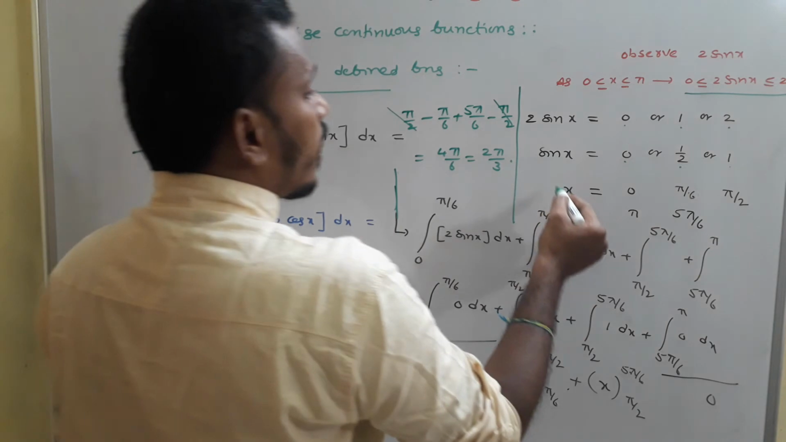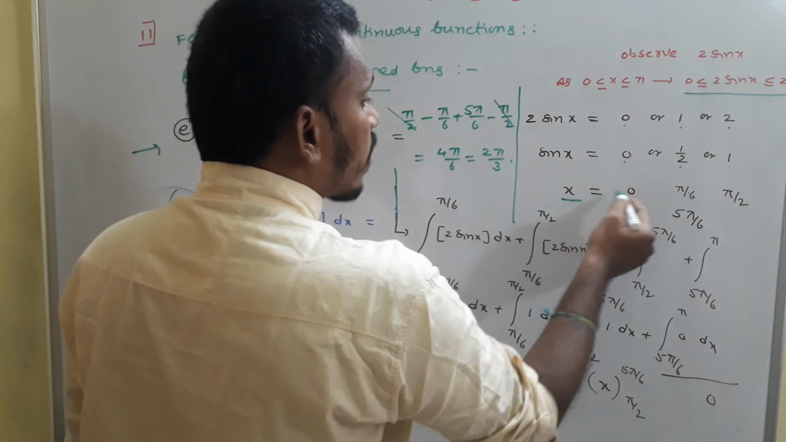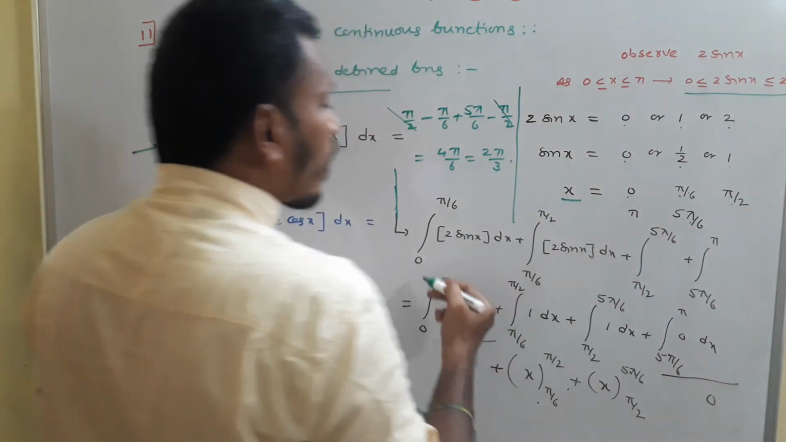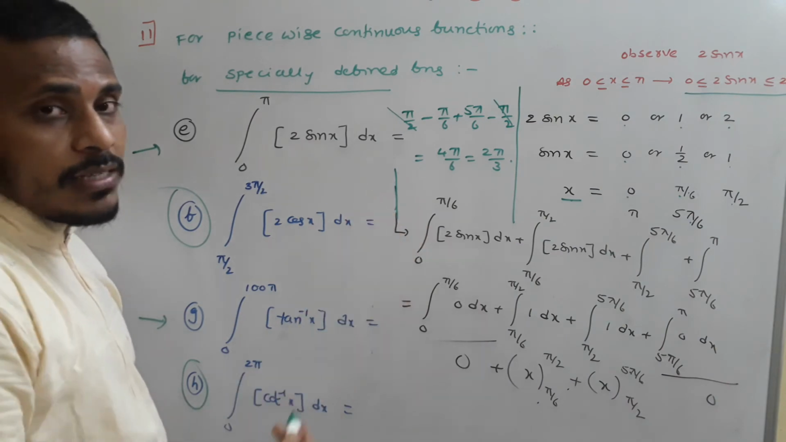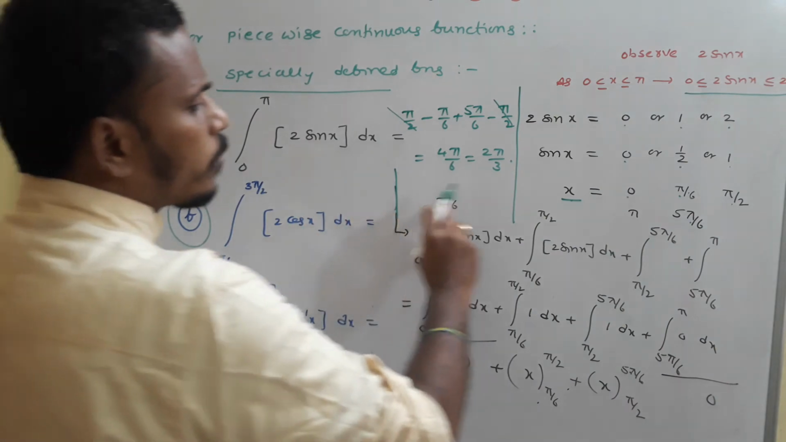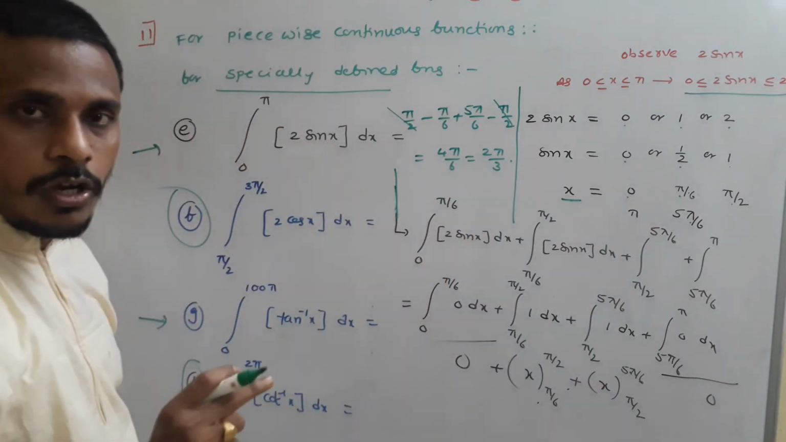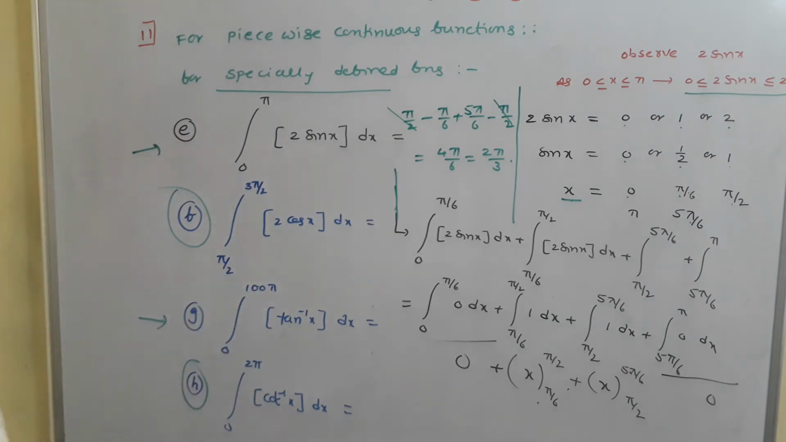So according to sin x you need to identify x, and those x values are our required splitting points for this definite integral. Okay, that's the problem. Very easy, but we need to analyze how to split and where to split that given definite integral. That's it.